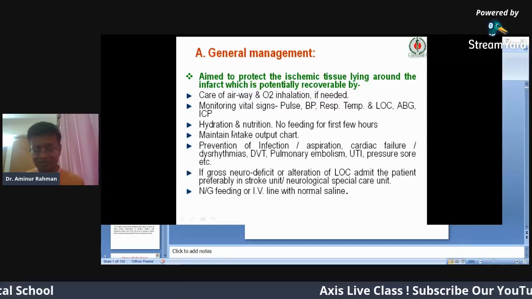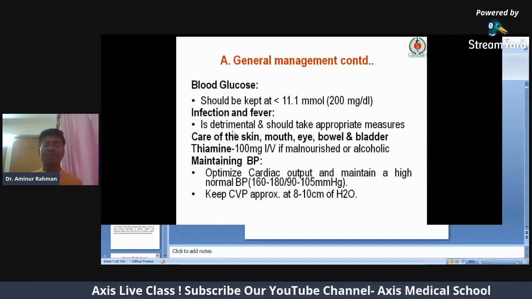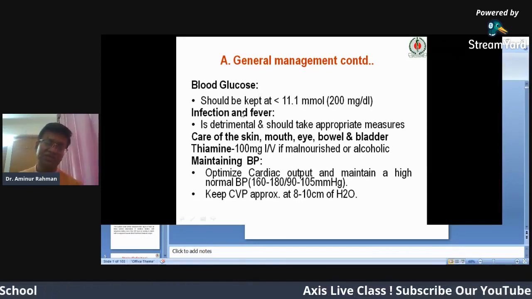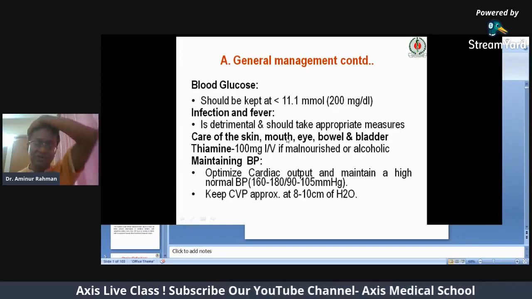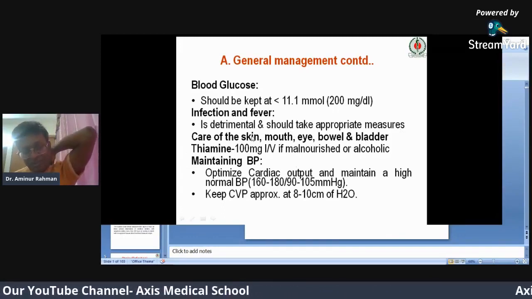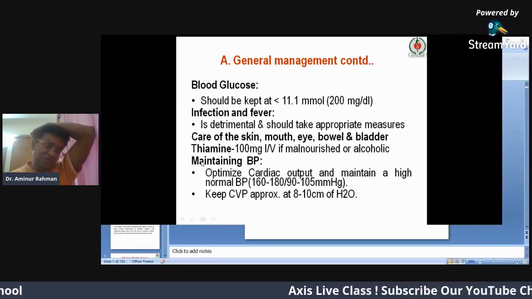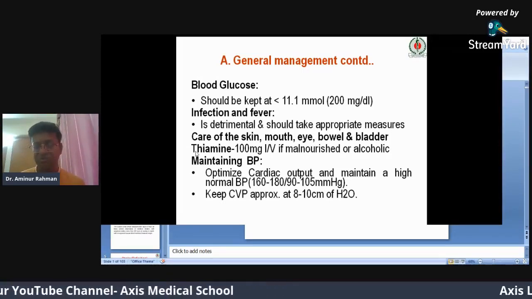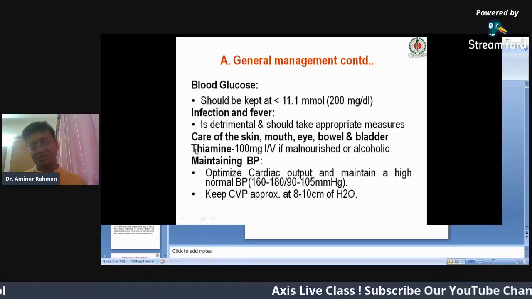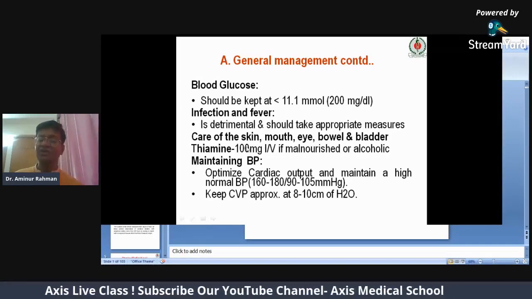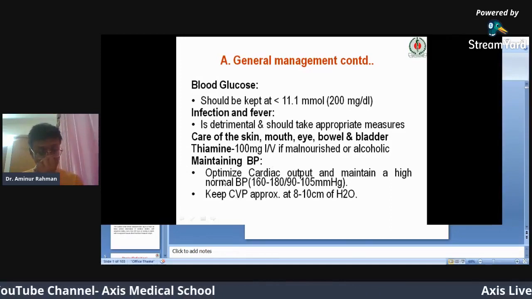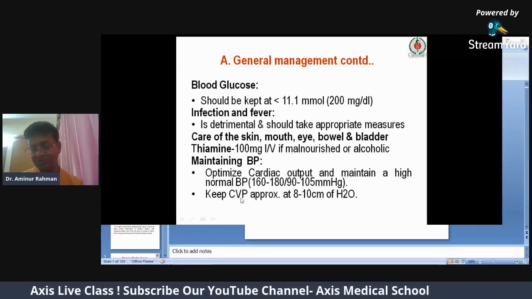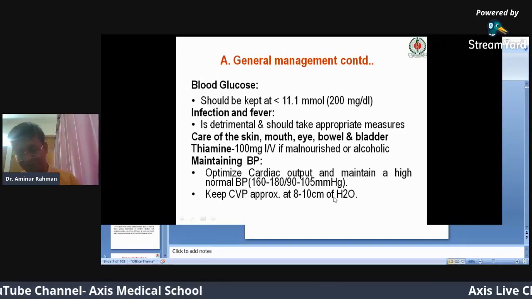General management, I told you before: IV, C, D, E. General management is that blood glucose should be kept less than 11.1 millimole, and infection or fever, if present, is detrimental and should receive appropriate measures. Care of the skin, mouth, eye, bowel and bladder. In our country alcohol addiction is not so important, but in Western countries all patients presenting with stroke must be given IV thiamine for malnourished alcoholic patients. And maintain blood pressure, optimize cardiac output, maintain high normal blood pressure, and keep cerebral perfusion pressure approximately 8 to 10 centimeters of water.